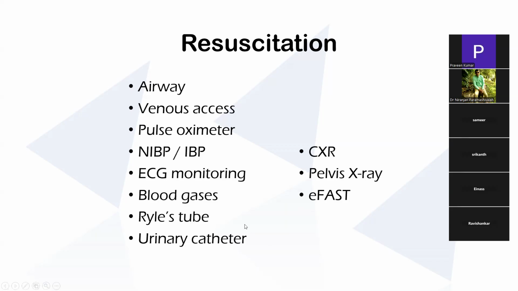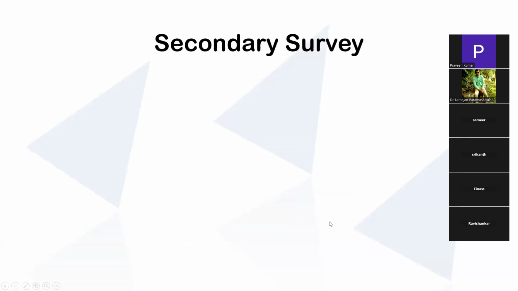While this is going on, you organize a chest X-ray and a pelvis X-ray in the department. Don't send them away from the emergency department until you're very sure that they are stable. And if facilities are available, then and there, an E-FAST or a FAST. We'll talk more about it.